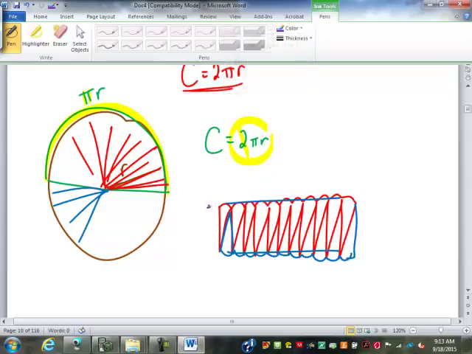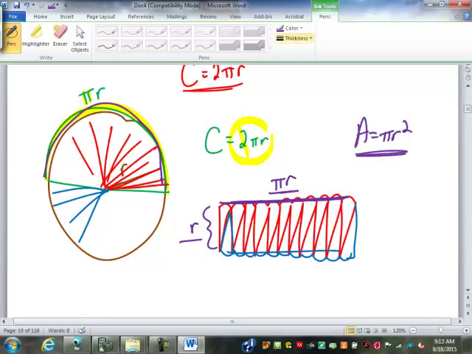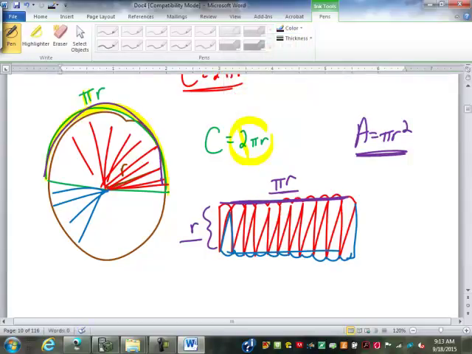This dimension right here is the radius of the circle. What's this dimension here? Well, that's this dimension here, right? Pi times r. The area of a rectangle is length times width, so pi r times r is pi r squared. So even the area of a circle can be brought back to a rectangle.